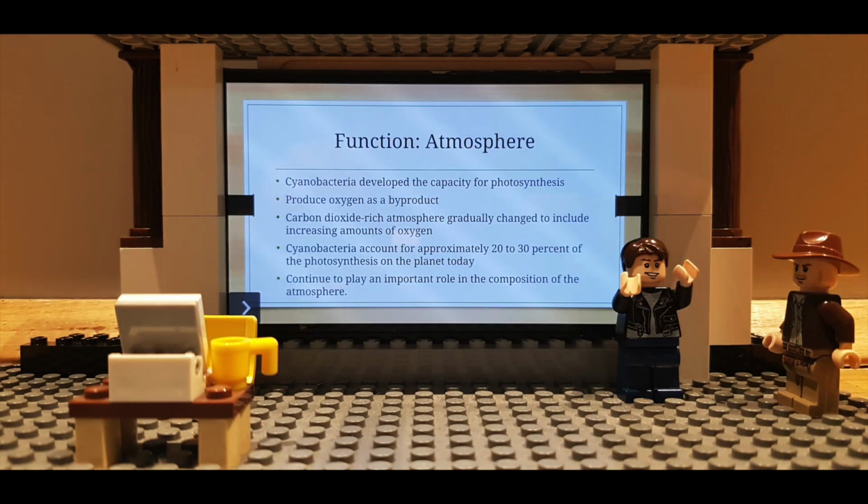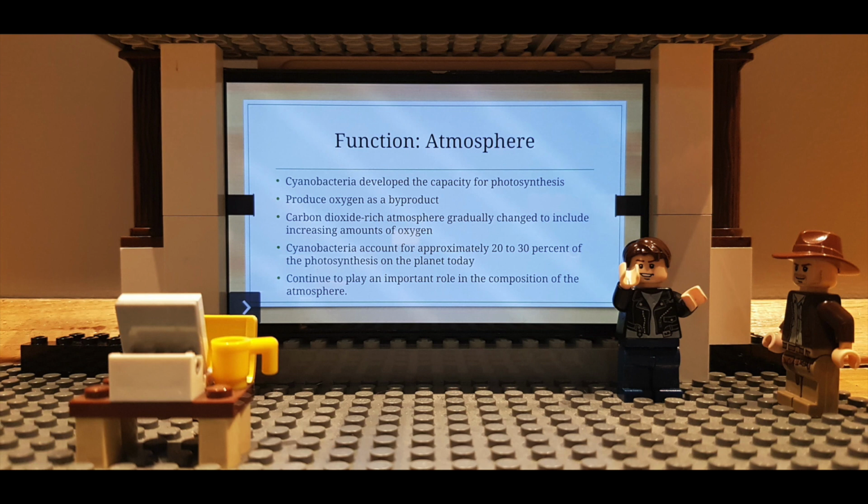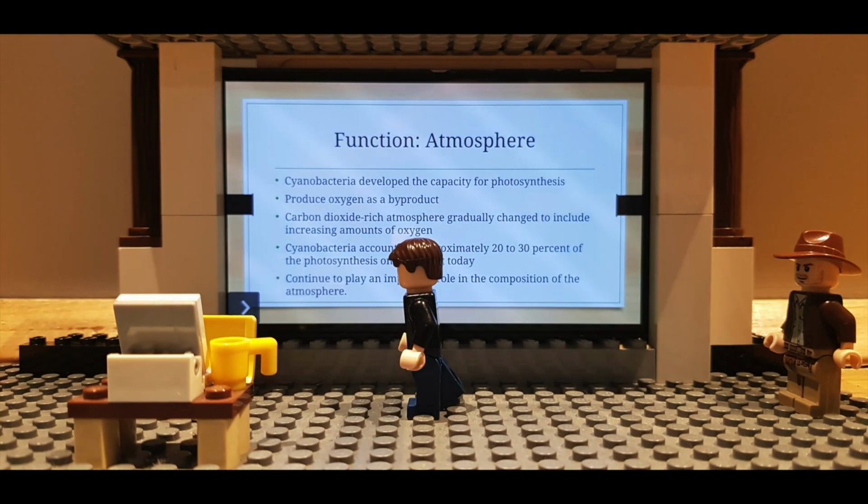Cyanobacteria develop the capacity for photosynthesis, which produces oxygen as a byproduct. The Earth's carbon dioxide-rich atmosphere gradually changed to include increasing amounts of oxygen. Cyanobacteria accounts for approximately 20 to 30% of the photosynthesis on the planet today and continues to play an important role in the composition of the atmosphere.